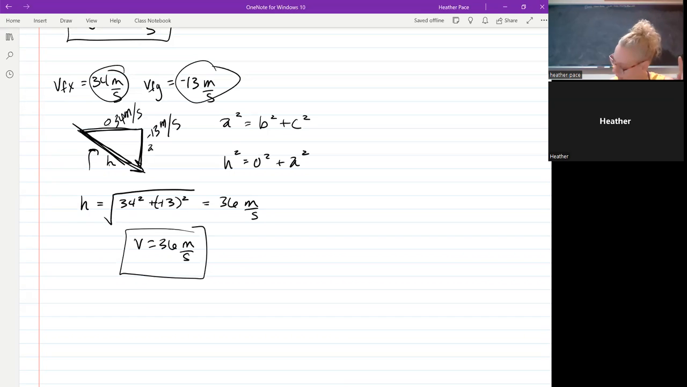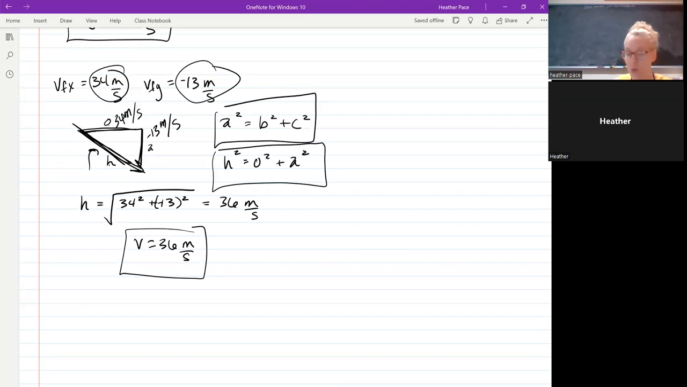All right, so if you recall from one of our first tasks given, I think it's actually the first document that the professor posted online, he posted the SOHCAHTOA equations, and then he also posted this one, which could be written like this. So we're going to solve for the hypotenuse of this triangle. In order to do that, we're going to square 34, square negative 13, add them, and take the square root. What you end up with is 36 meters per second.